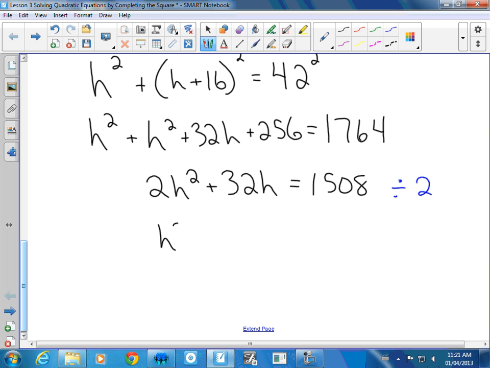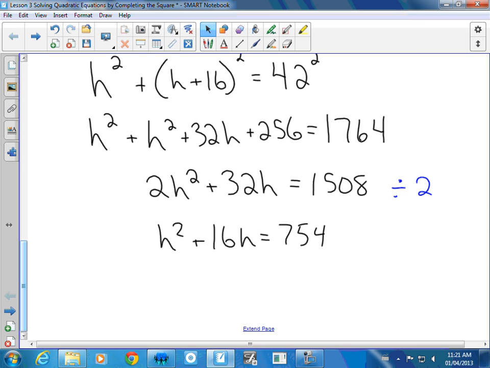h squared plus 16h equals 750 plus 4. 754, is that right? Okay, now, this is interesting. When we completed the square before, what did we make it equal to? We made it equal to 0, is that correct?